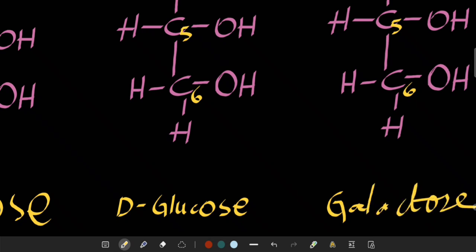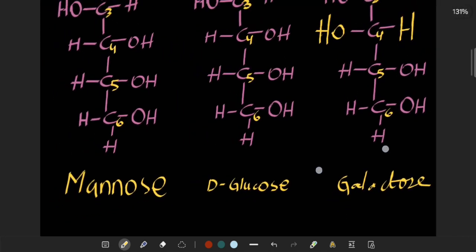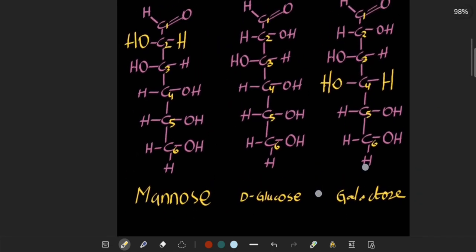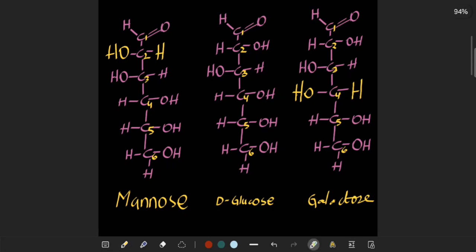Okay, so now if you see here in this molecule mannose, the only difference is in the structural arrangement of the OH and the H of the second chiral carbon. And if you see galactose, the only difference is found in the C4 carbon, that is also a chiral carbon, and the difference in the arrangement of the OH and H in comparison to the glucose molecule.